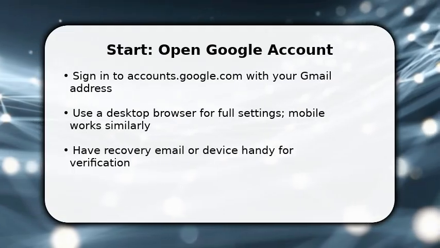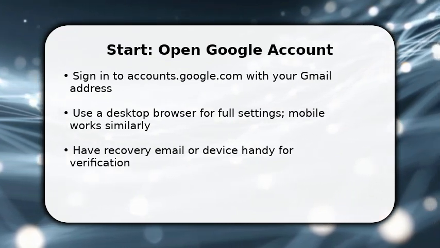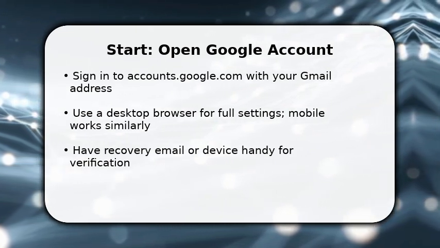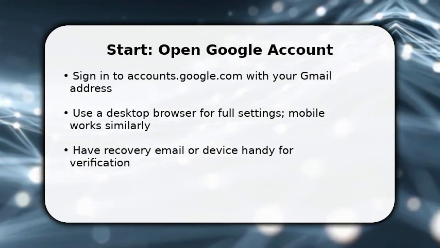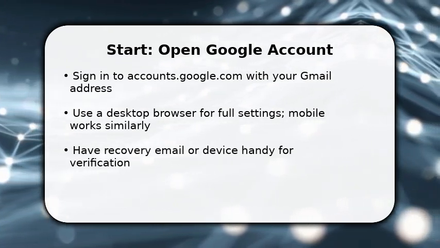You begin by signing into accounts.Google.com using the Gmail you want to check. Once signed in, go straight to the left menu and choose Personal Info so you don't waste time navigating. You need to verify your identity if prompted. Google asks this for security.